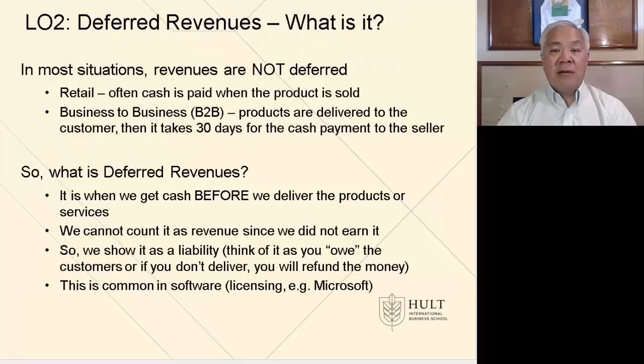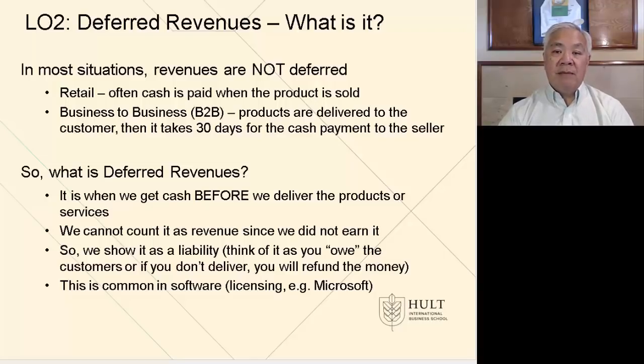Next is deferred. So learning objective 2, deferred revenues, sometimes called unearned revenue. Both are very descriptive. In most of the cases, revenues are not deferred. In retail, back to Starbucks, you pay for that cappuccino when you get it. So that's cash almost immediately upon receipt of your coffee.